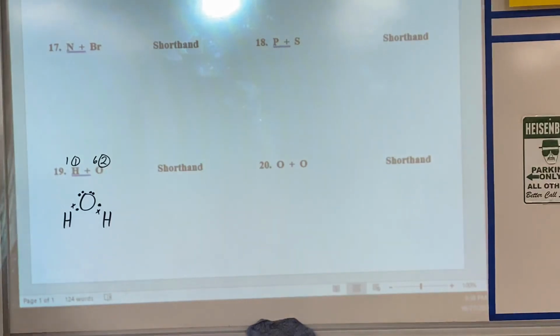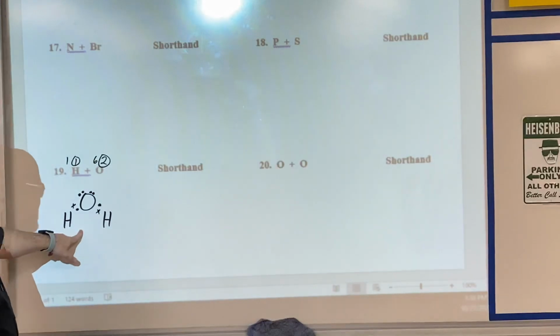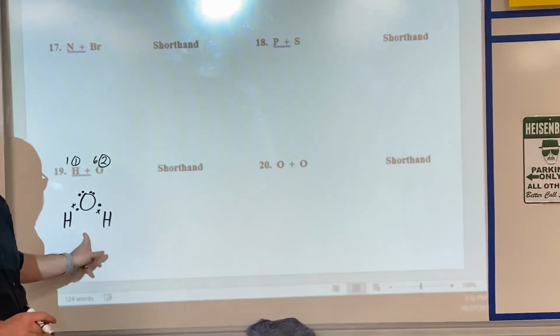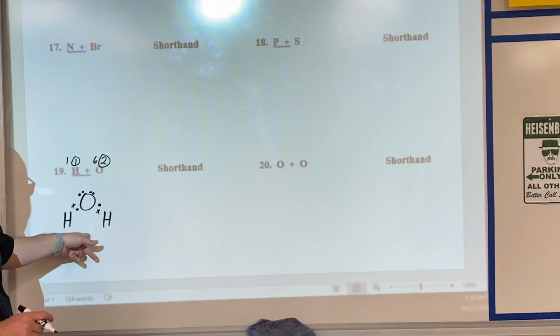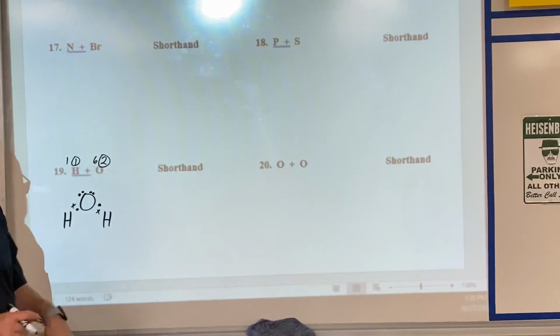Like that. And the fact that these electrons up here are a little bit stronger than the ones that are shared is what pushes those hydrogens down. We'll get into that later. This is called H2O, or dihydrogen monoxide. But we commonly refer to it as what? Water.